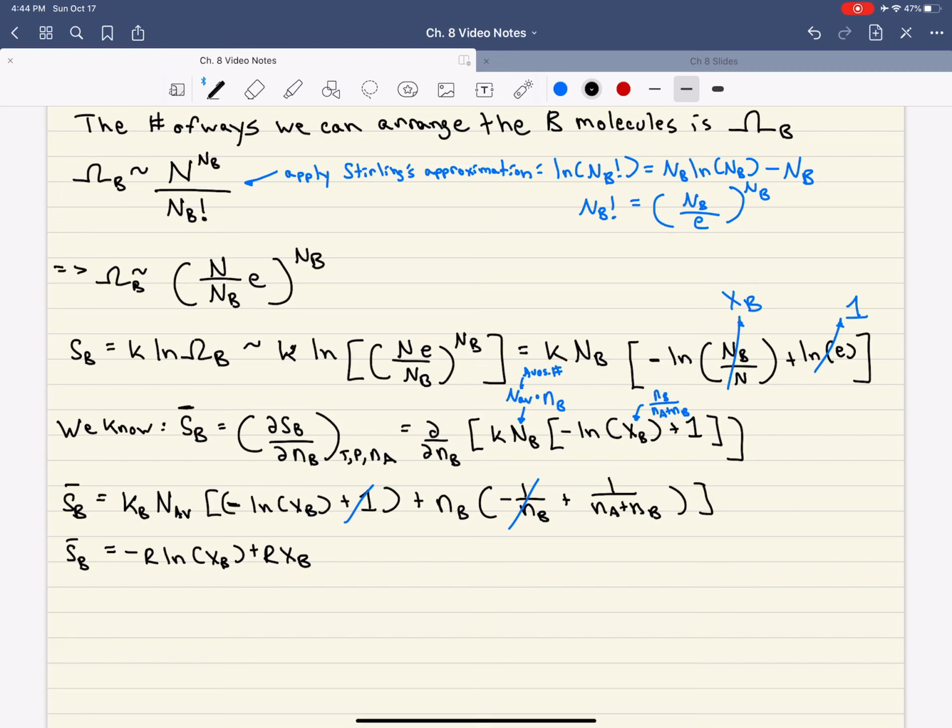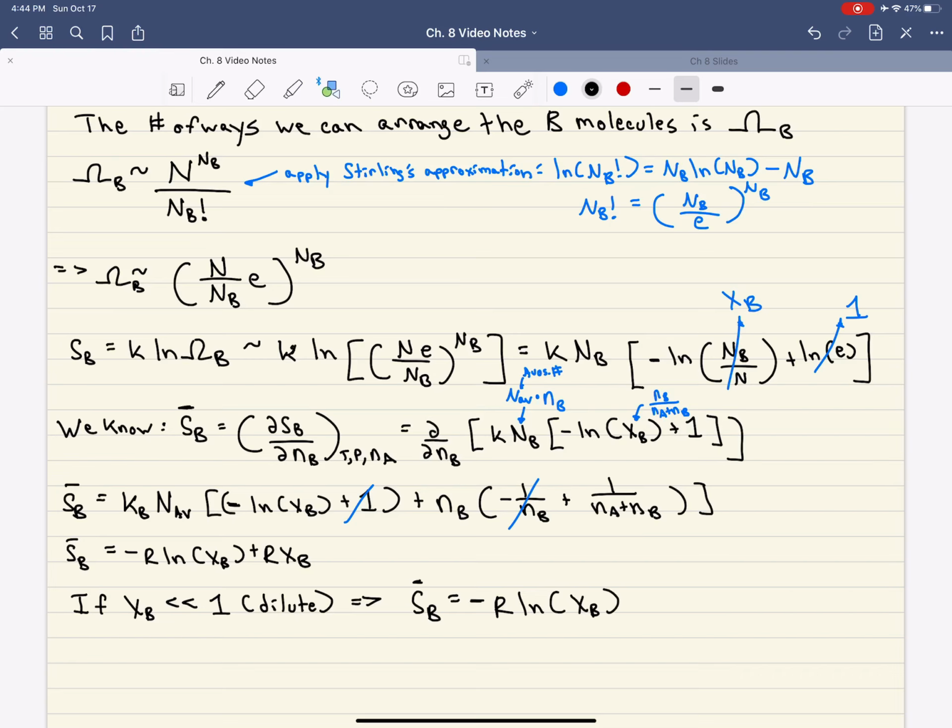And now that we're here, I'm going to make one last assumption. Let's say that we're dealing with a dilute mixture of B, such that the mole fraction of B is very small. If we're dealing with something where XB is very small, this term right here is going to be basically 0. Okay? And so what we'll get is that SB is going to be equal to minus R natural log of XB.